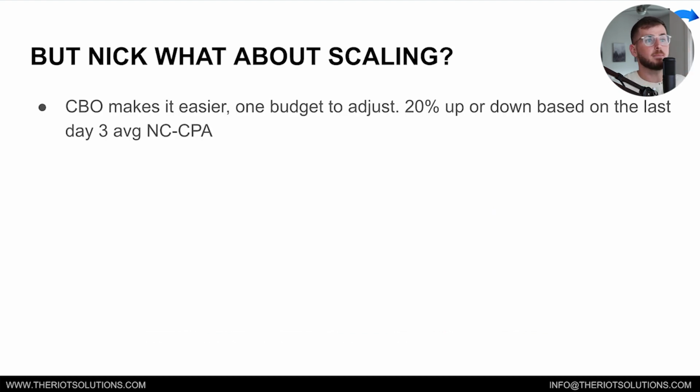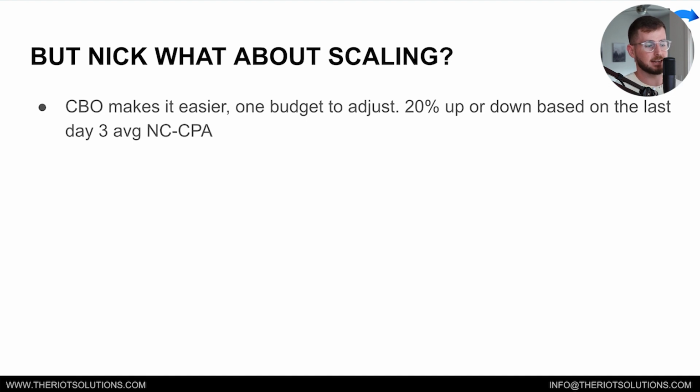Now, but Nick, what about scaling? Simple. CBO makes it easier because now I just have 1 budget to adjust, or maybe 2 budgets to adjust, or maybe 3 budgets to adjust, just depending on how many business objectives I have at the moment. And I just increase it 20% or 20% down. Every day, I'm increasing it 20% up or 20% down based on the last 3-day average NCCPA. So just keep that in mind.